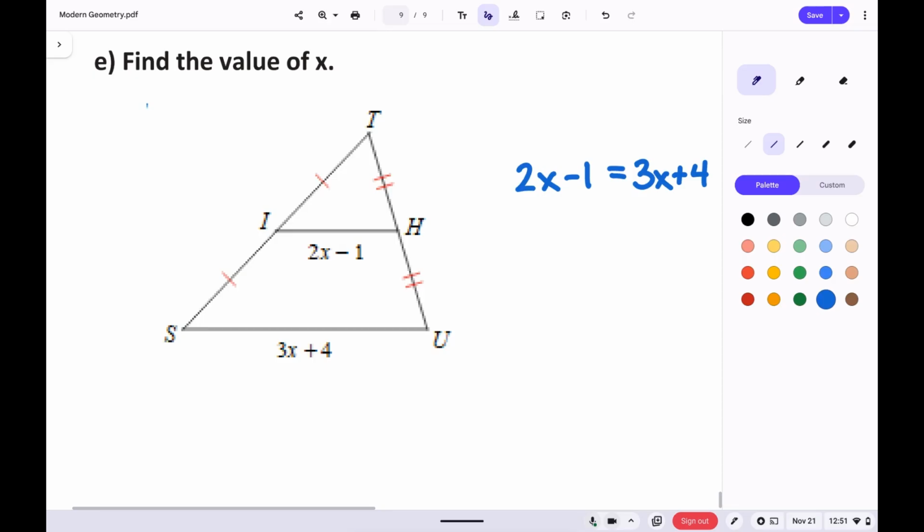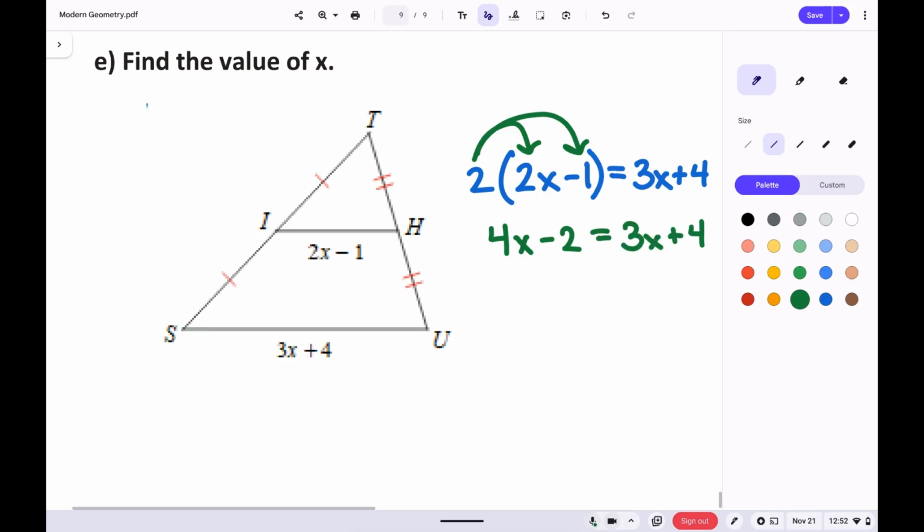Multiply by 2? Multiply which side by 2? The 2x minus 1 side? Why just that side? It's half of that longer side there. So we've got to double it to get to the longer edge on the bottom there. Okay, so now I'm going to distribute over here. And that's why we put it in parentheses like that, so we remind ourselves to multiply both of them by 2. So that becomes 4x minus 2, and then what? What do you get for x?